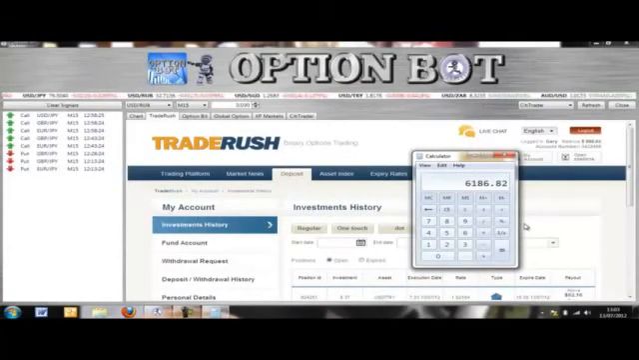So that's a total now of $6,186.82. So I'll just subtract our starting balance of $4,564.82, and that leaves us with a profit of $1,622 in just 45 minutes with Optionbot. So that concludes our demonstration of Optionbot.